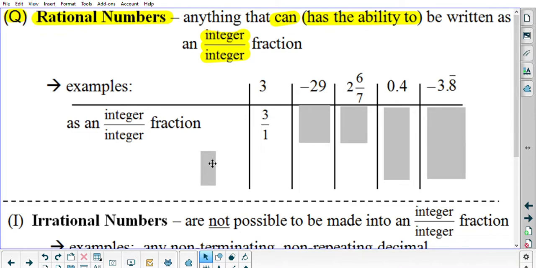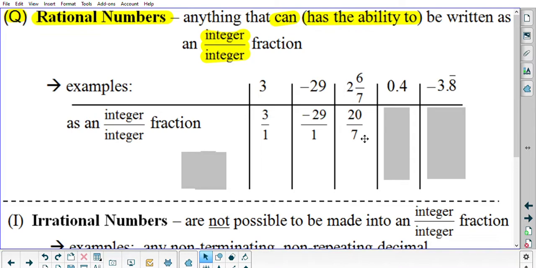Therefore, it is a rational number because it meets the definition of being able to be written as an integer over integer fraction. Next, the negative counterpart of a whole number, like negative 29. I can also write that as an integer over integer fraction, can I? By writing it as negative 29 over 1. So that also meets the definition of being a rational number. Next, what about mixed numbers? Well, remember that you can make mixed numbers become improper fractions. 7 times 2 is 14 plus 6 gives you 20 over 7. So once again, I was able to write a mixed number as an integer over integer fraction, 20 over 7, and therefore mixed numbers are also rational numbers.